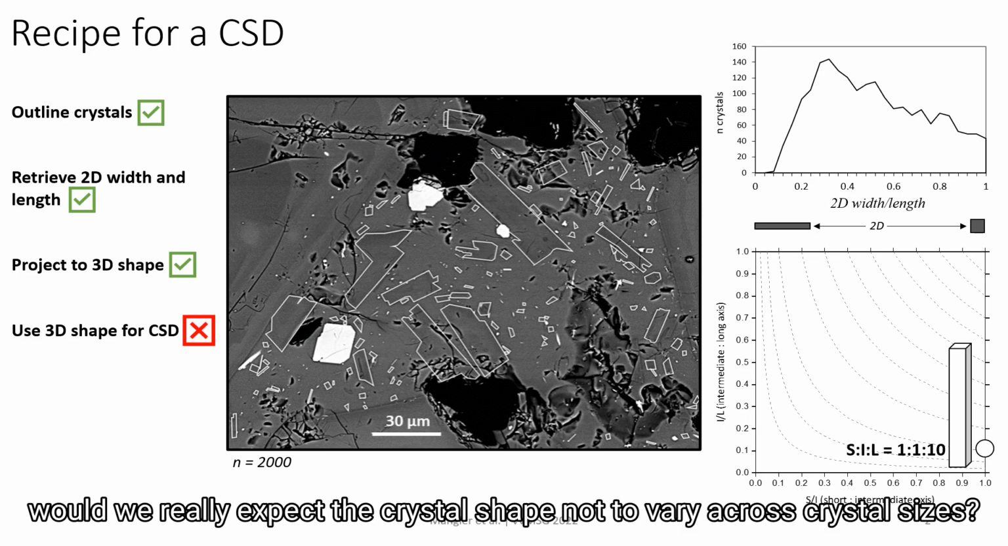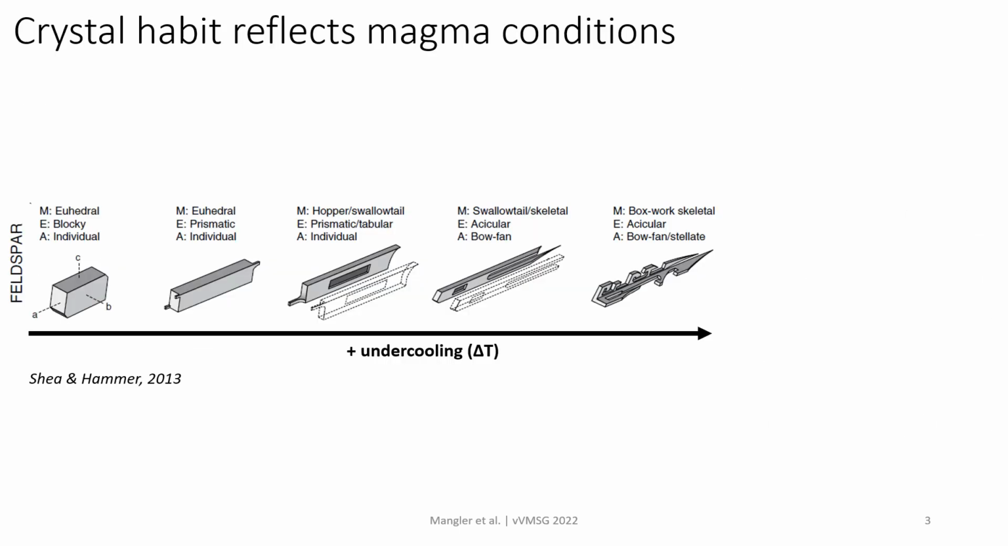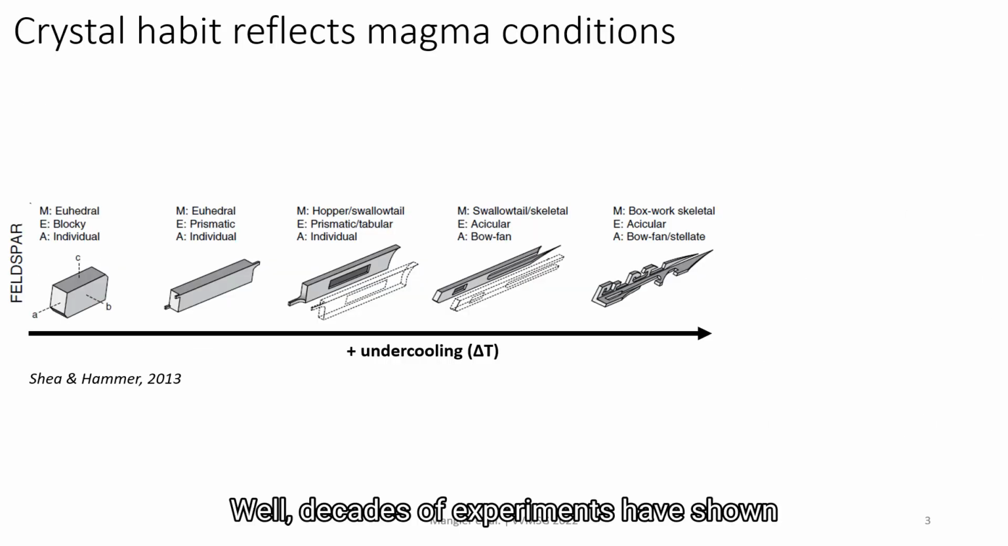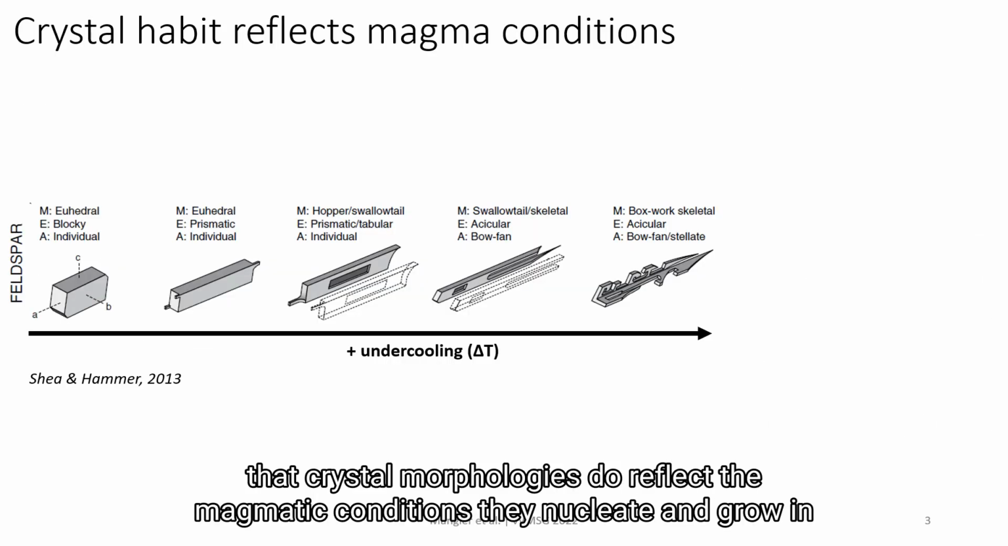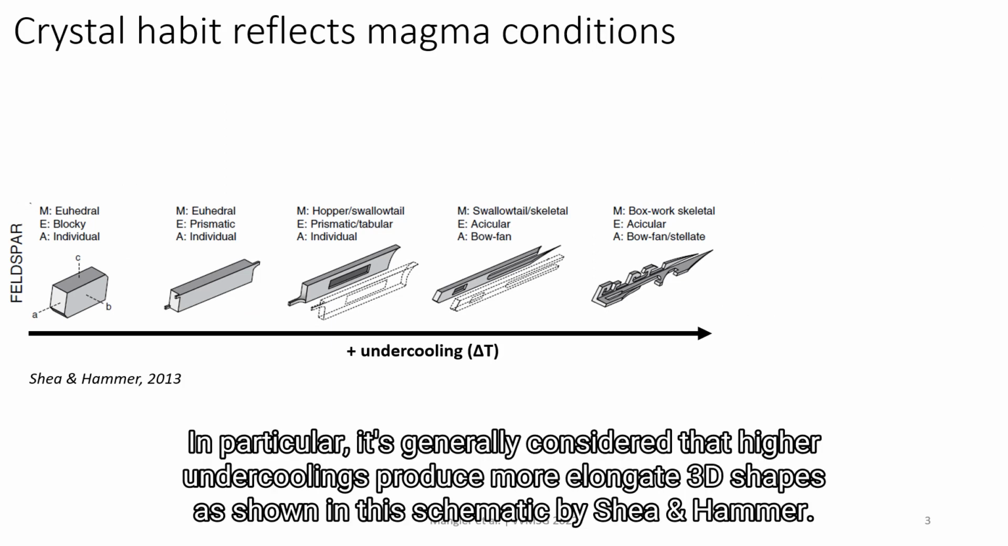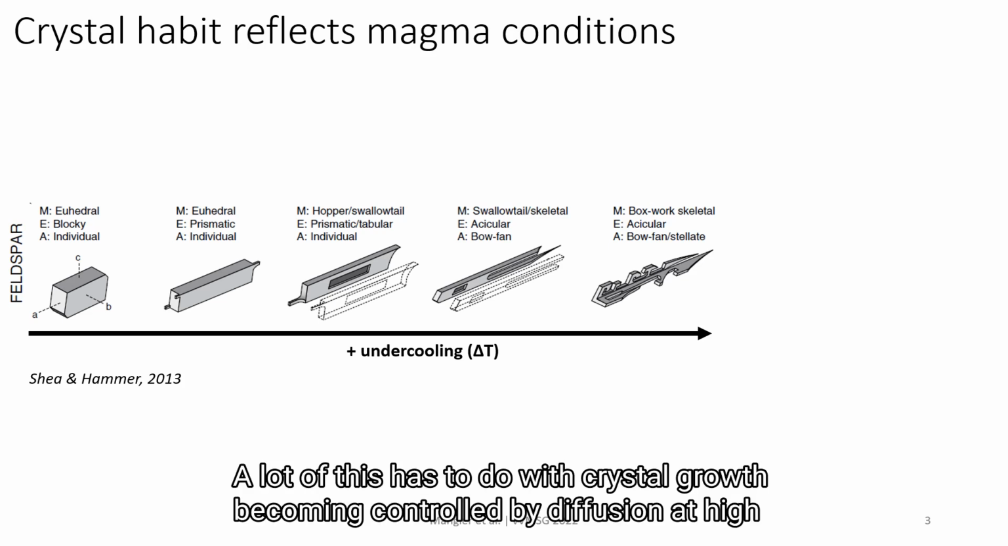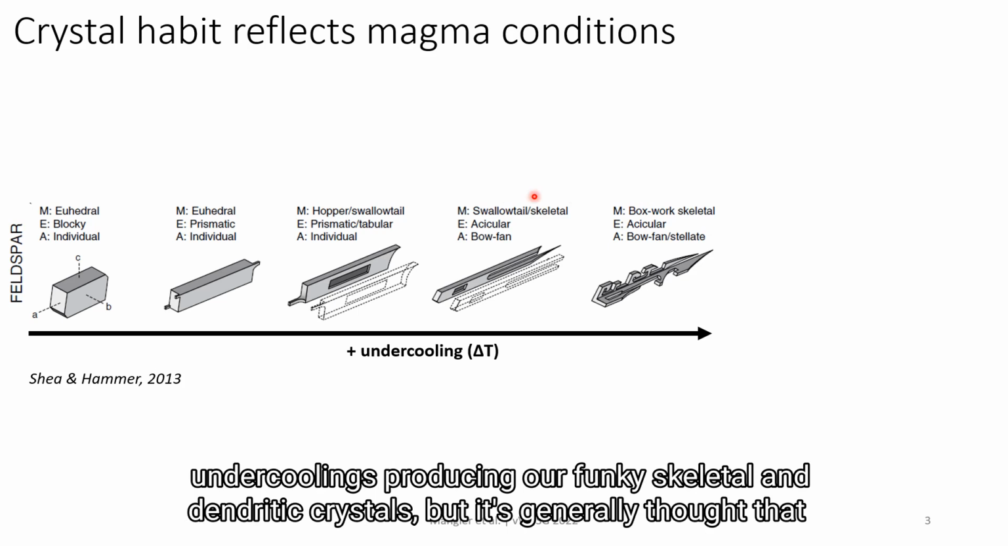Would we really expect the crystal shape not to vary across crystal sizes? Well, decades of experiments have shown that crystal morphologies do reflect the magmatic conditions they nucleate and grow in. In particular, it's generally considered that higher undercoolings produce more elongated 3D shapes, as shown in this schematic by Shea and Hammer. A lot of this has to do with crystal growth becoming controlled by diffusion at high undercoolings, producing our funky skeletal and dendritic crystals.